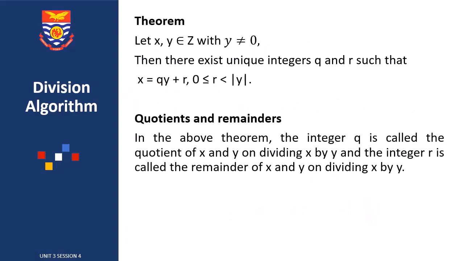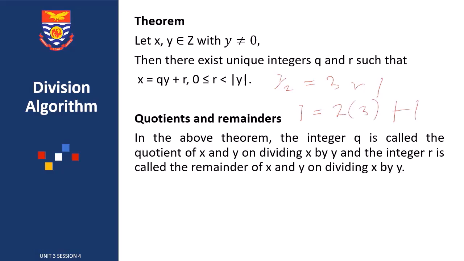Okay, so let's look at this theorem. If x and y are members of Z, where y is not equal to 0, then we can write x equals qy plus r. Actually, y is positive for the given interval. So when I have 7 divided by 2, and the result is 3, remainder 1, then I can write 7 equals 2 times 3 plus 1.